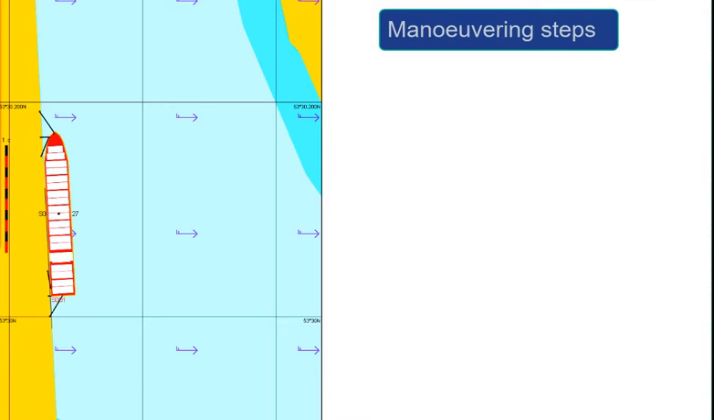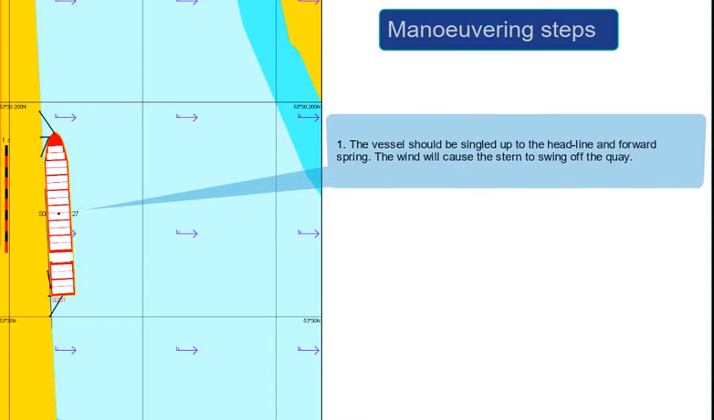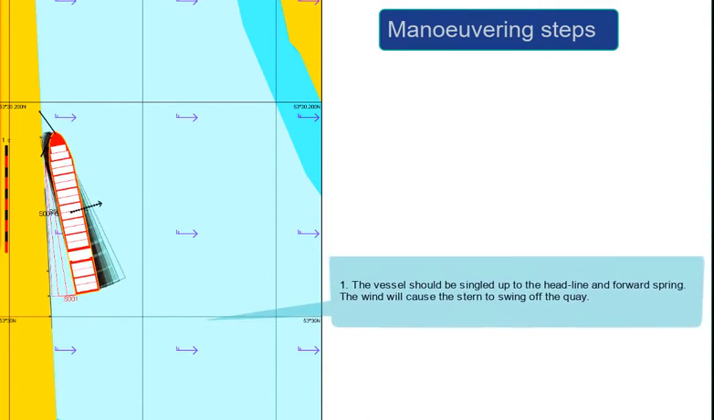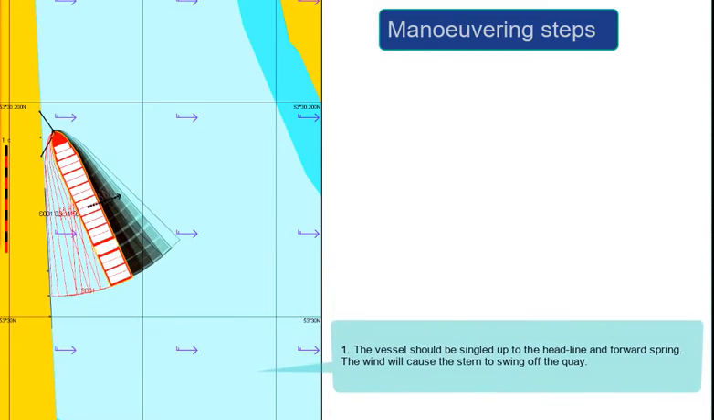Maneuvering steps. This maneuvering can be divided into three basic steps. Step 1, the vessel should be singled up to the headline, and forward spring. The wind will cause the stern to swing off the quay.